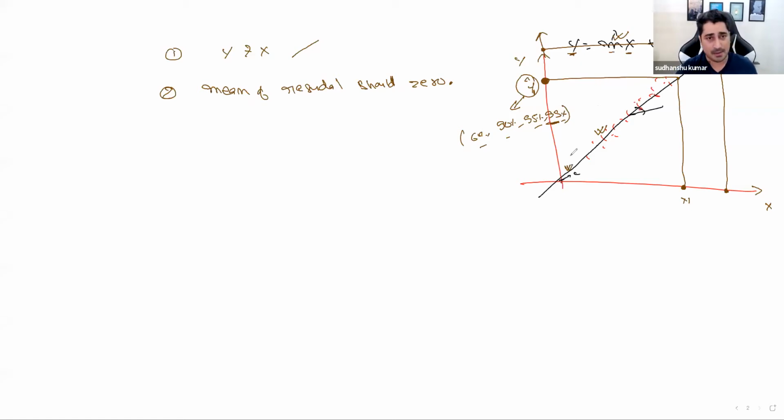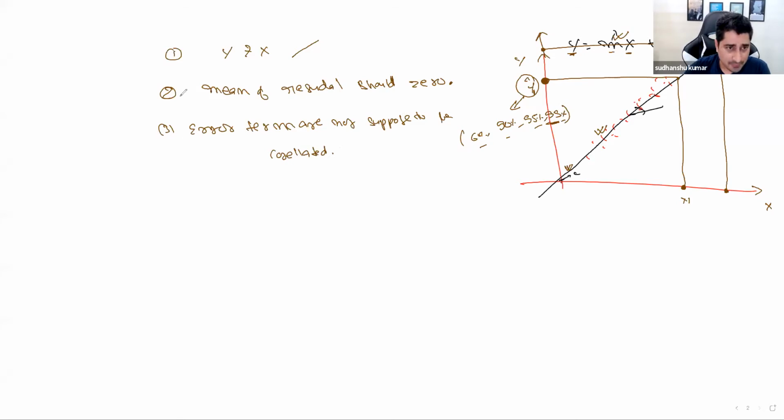So no need to remember as of now. Just try to observe these things. Now, another assumption you are supposed to establish is that your error terms are not supposed to be correlated. Again, I'll be talking about it. Every point we have to discuss one by one, then only we'll be able to understand these equations in a better way.